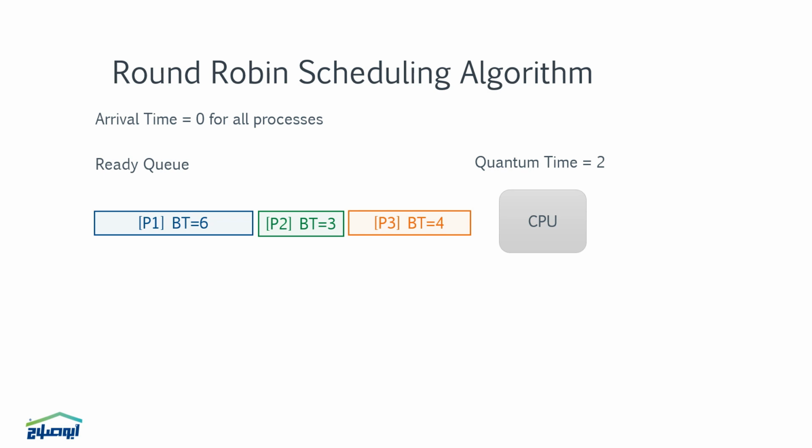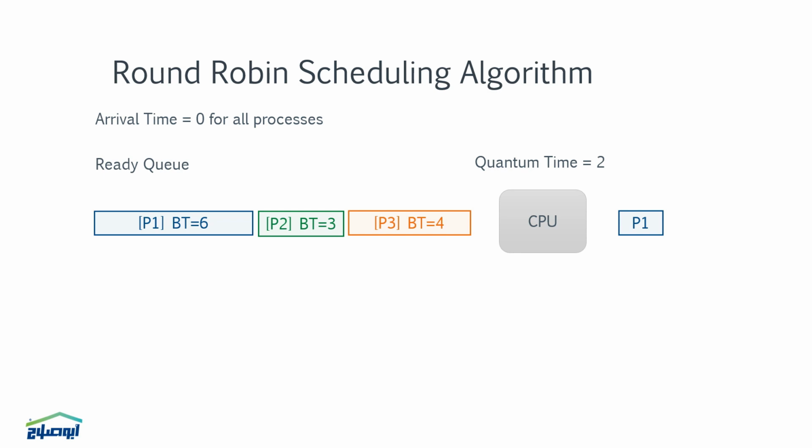Let us consider 3 processes, P1 with burst time 6, P2 with burst time 3, and P3 with burst time 4, entered the ready queue at 0 arrival time. The operating system has set quantum time at 2 units of time. The process enters the runtime or burst time based on the process ID. The lowest process ID goes first.